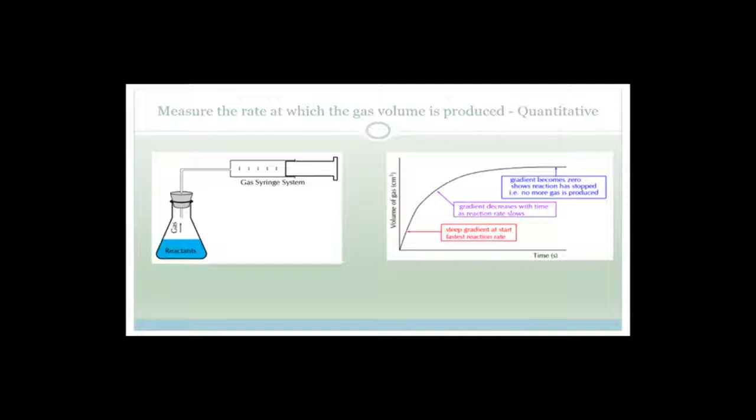So yesterday we spoke about this gas syringe and about the fact that when you measure the rate at which the gas volume is produced, you end up with a graph that looks like this, where initially you'll have quite a steep gradient because you've got lots of reactants. And so the reaction will be very fast. Then as the reaction slows down, the gradient decreases with time.